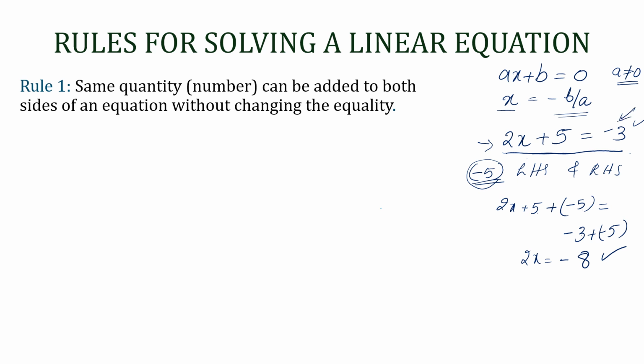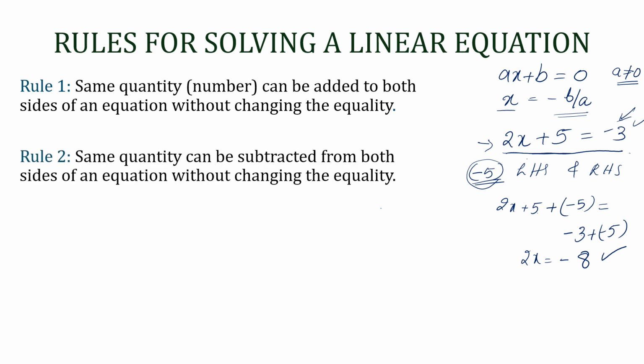Rule number 2 states that the same quantity can be subtracted from both sides of the equation. Here itself, adding minus 5 is equal to subtracting 5, right? So 2x plus 5 is equal to minus 3 we can write as 2x plus 5 minus 5, so I am subtracting 5 from LHS, equal to minus 3 minus 5. I also subtracted 5 from the right hand side. So this value does not change.